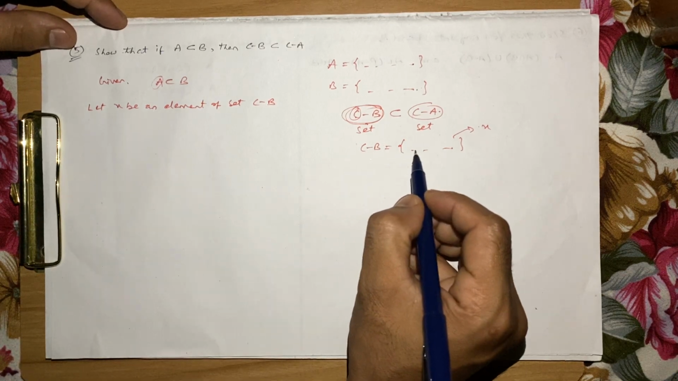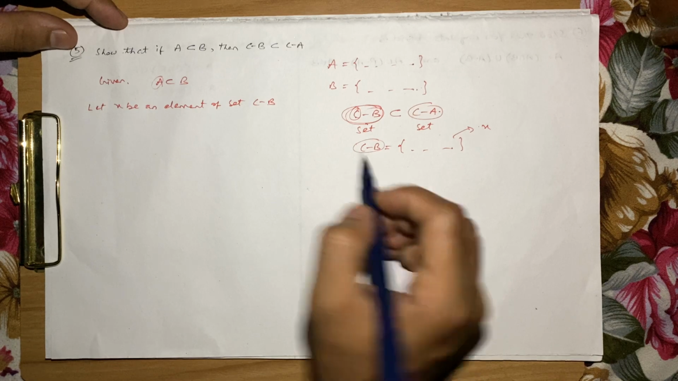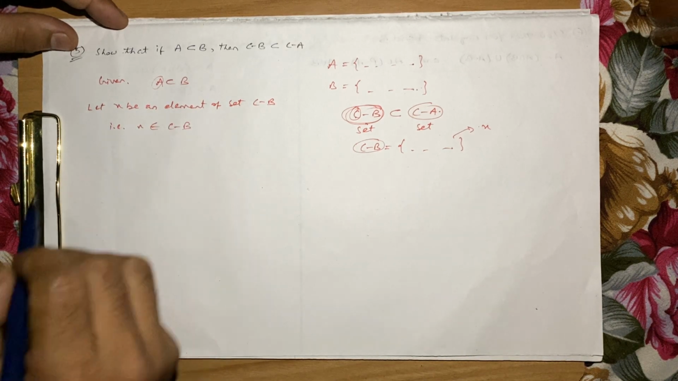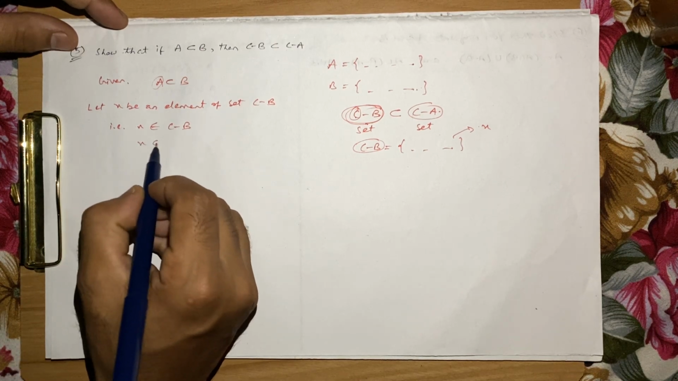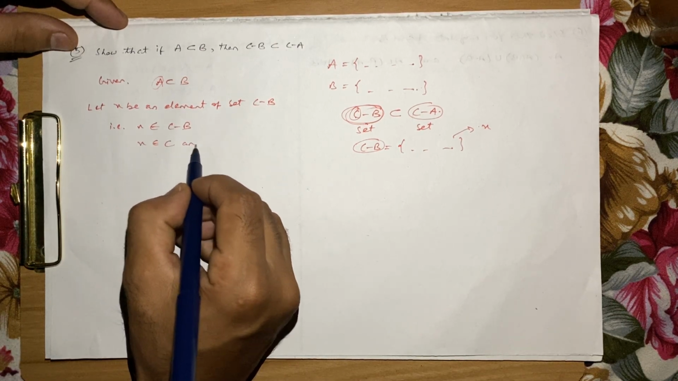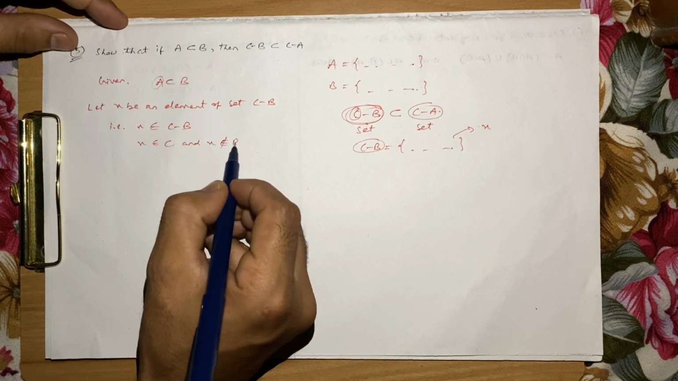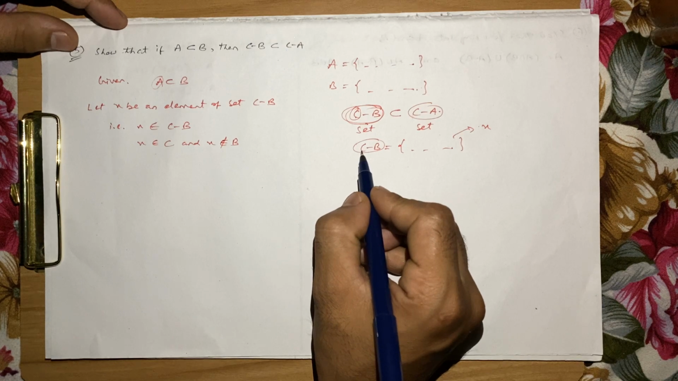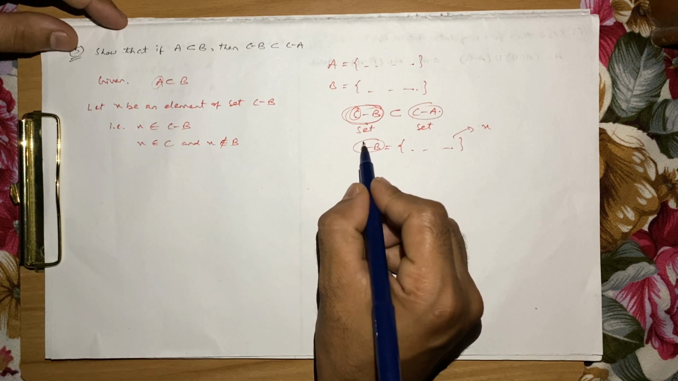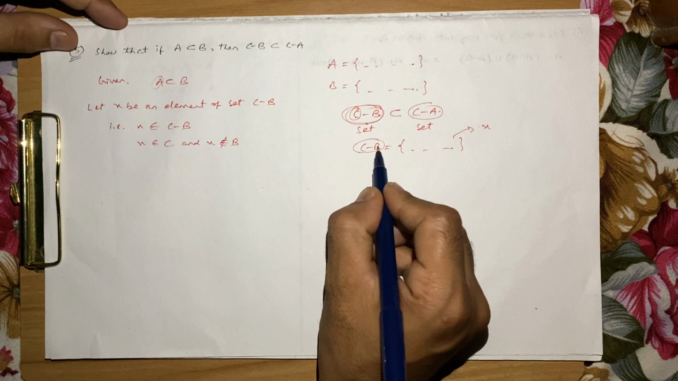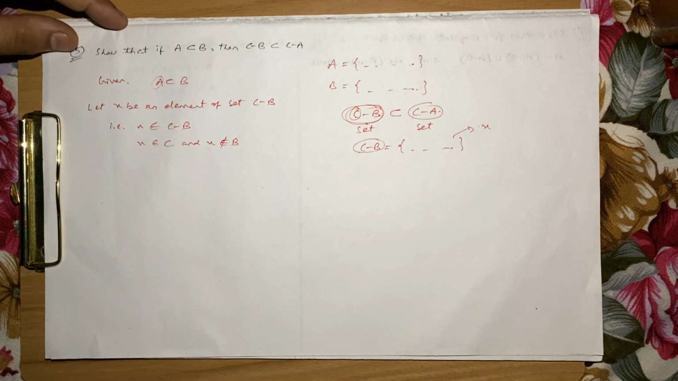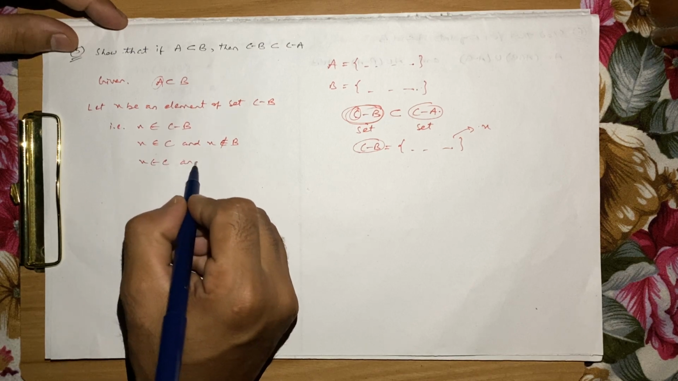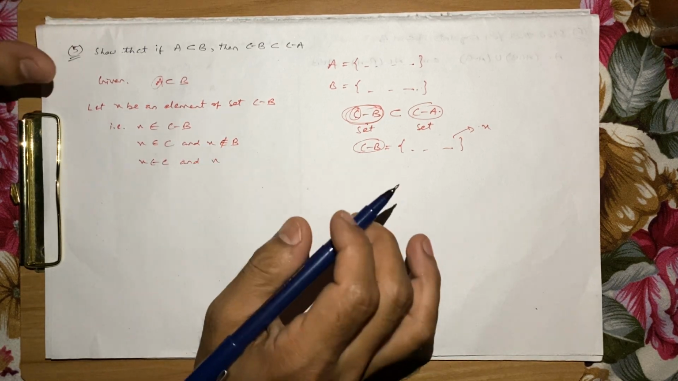So if X is an element that is present in the set C minus B, what can I say? That is, X belongs to C minus B, right? So if I break this down, X belongs to C and X does not belong to B, right? Because C minus B, the basic idea is a set of elements that purely is present in the set C and not in the set B, so it does not belong to B.